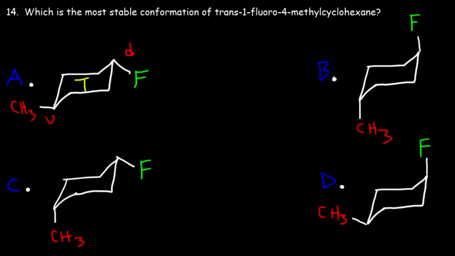Now looking at answer choice B, the fluorine is in the axial up position. So I'm going to put U for up. The methyl group is in the axial down position. So that also represents a trans isomer. In answer choice C, the fluorine atom is in the equatorial down position, and the methyl is in the axial down position. So because they're both in the same direction, that is in the downward direction, this represents the cis isomer.